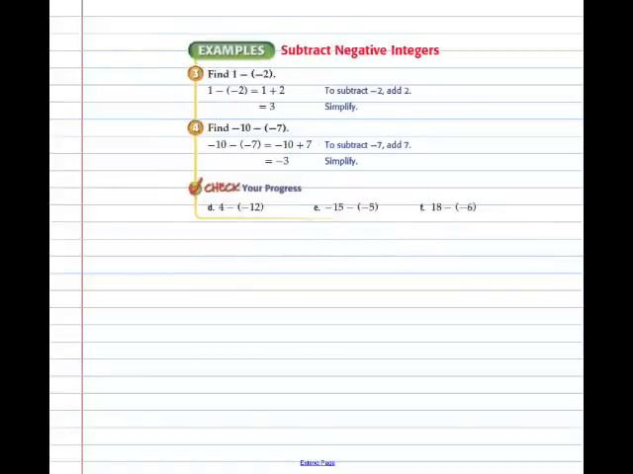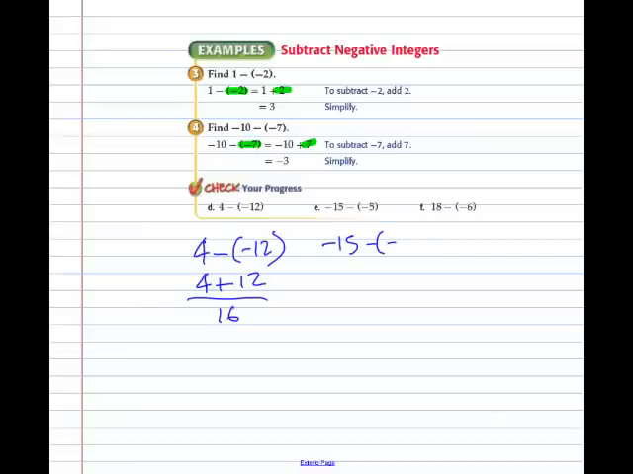Subtracting negative integers. In this case, the same rules apply. Subtracting is the same as adding the opposite. So subtracting a negative 2 becomes the same as adding 2. Subtracting negative 7 becomes the same as adding 7. Same property applies. In example D, 4 minus a negative 12 becomes 4 plus 12, or 16.